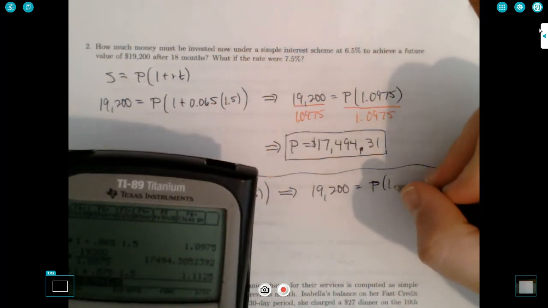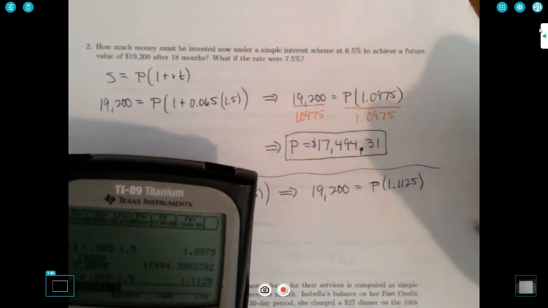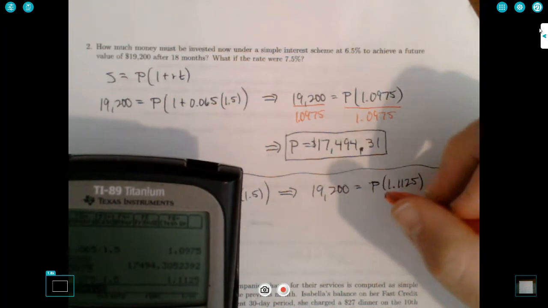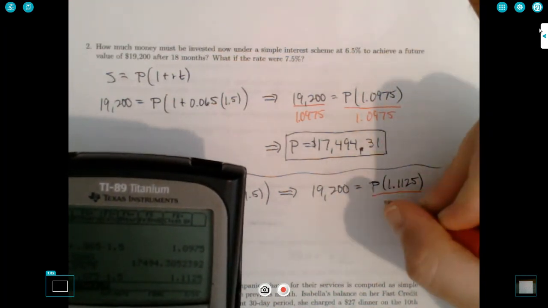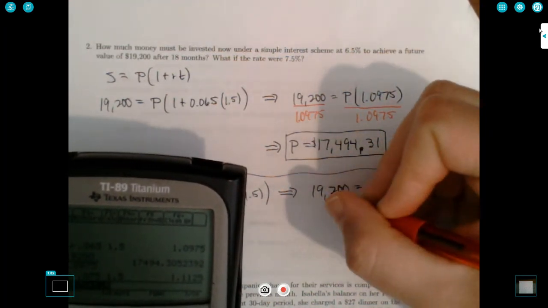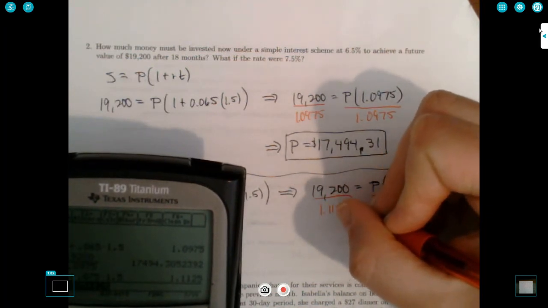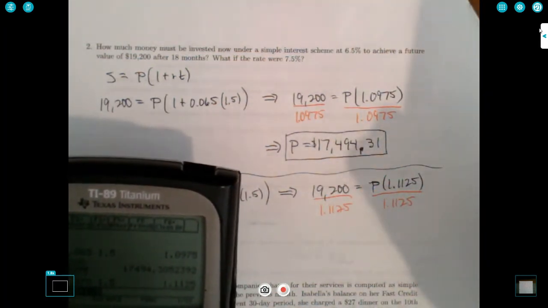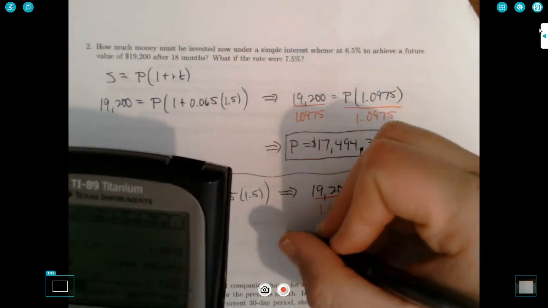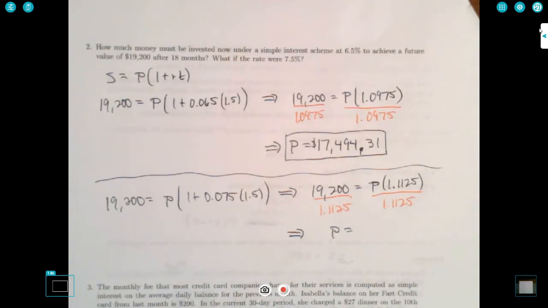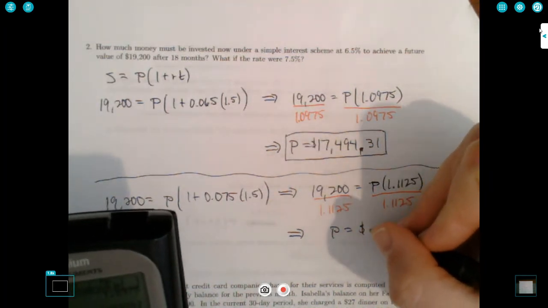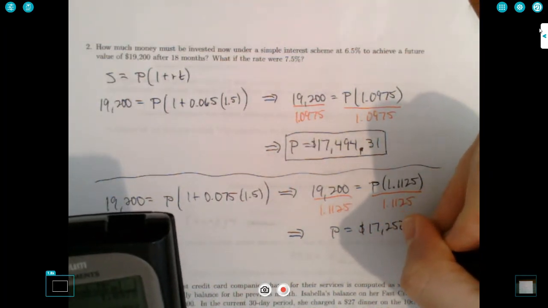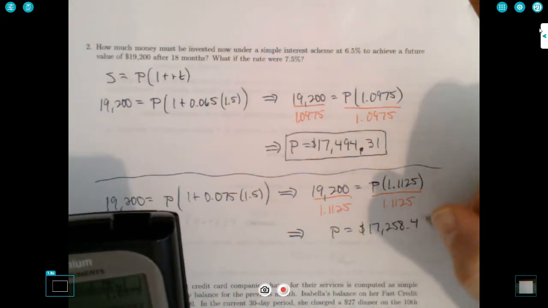So 19,200 equals P times, now this would be 1 plus 0.075 times 1.5. That's 1.1125. To finish solving for P, then I divide by 1.1125. And so I get P equals 19,200 divided by 1.1125. And that's 17,258.4.